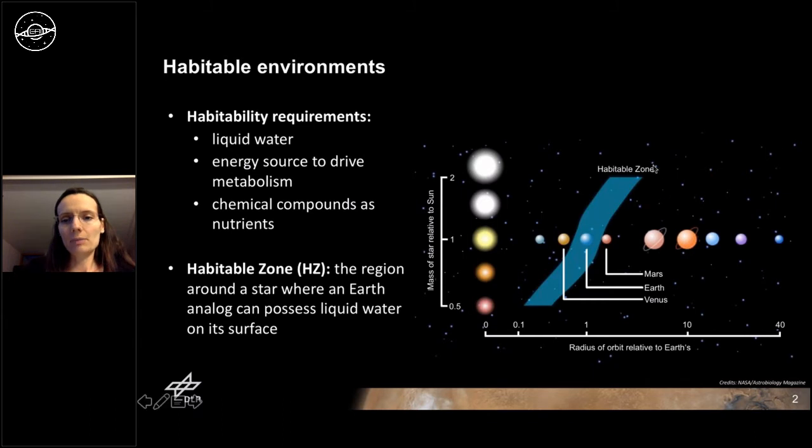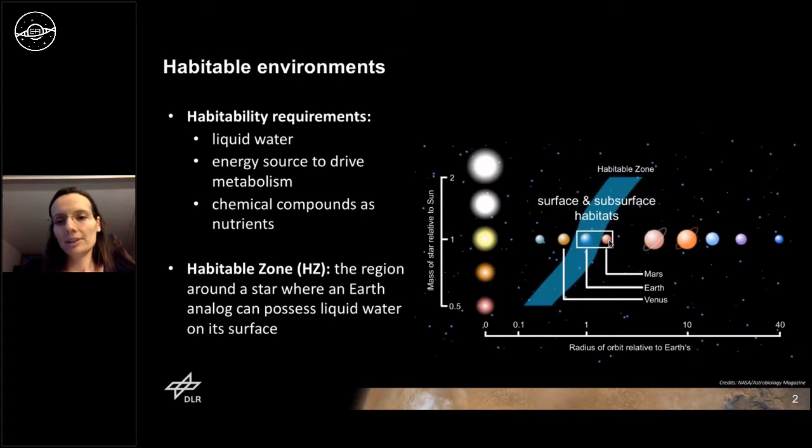You see here a diagram showing the habitable zone, with the mass of the star relative to the sun and the radius of the orbit relative to Earth's orbit. In the solar system, the Earth lies within this habitable zone. We know that on Earth we have water at the surface, and Mars and Venus lie at the edges of this habitable zone.